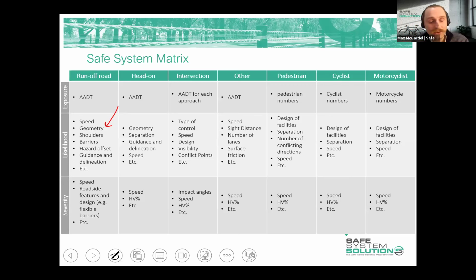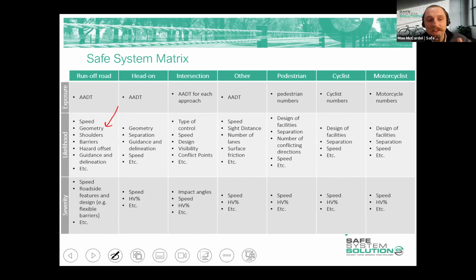So things that could be increasing the level of risk is you've got very, very narrow shoulders that are unsealed. It's a curvy geometry. Well, there's an out of context curve. It's a very high speed environment. It's 2 hours in between attractions, so fatigue might kick in. All those types of things could increase the level of risk for runoff road.